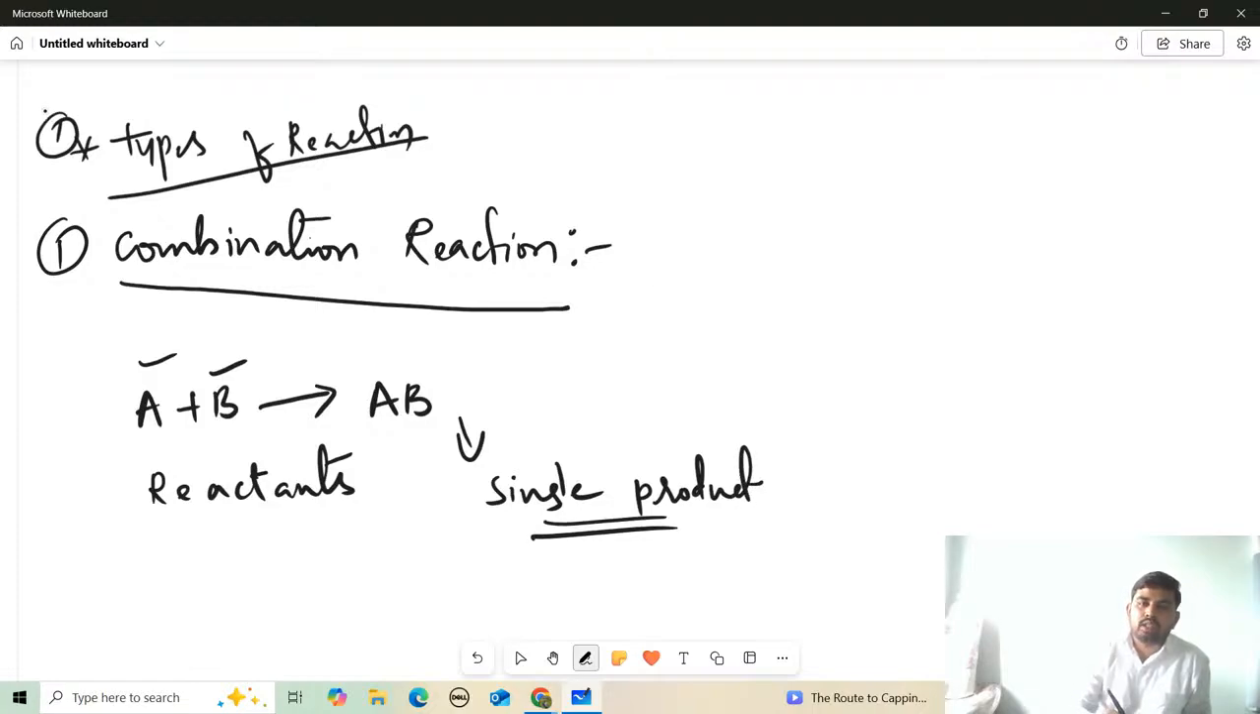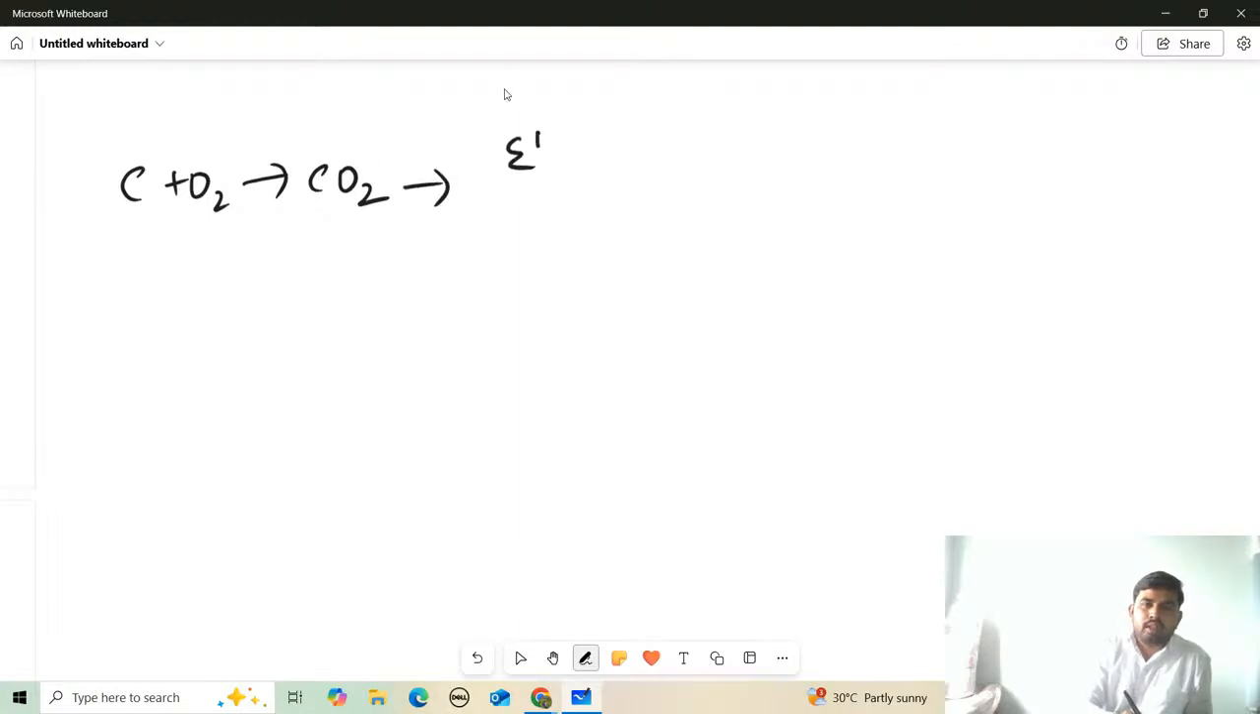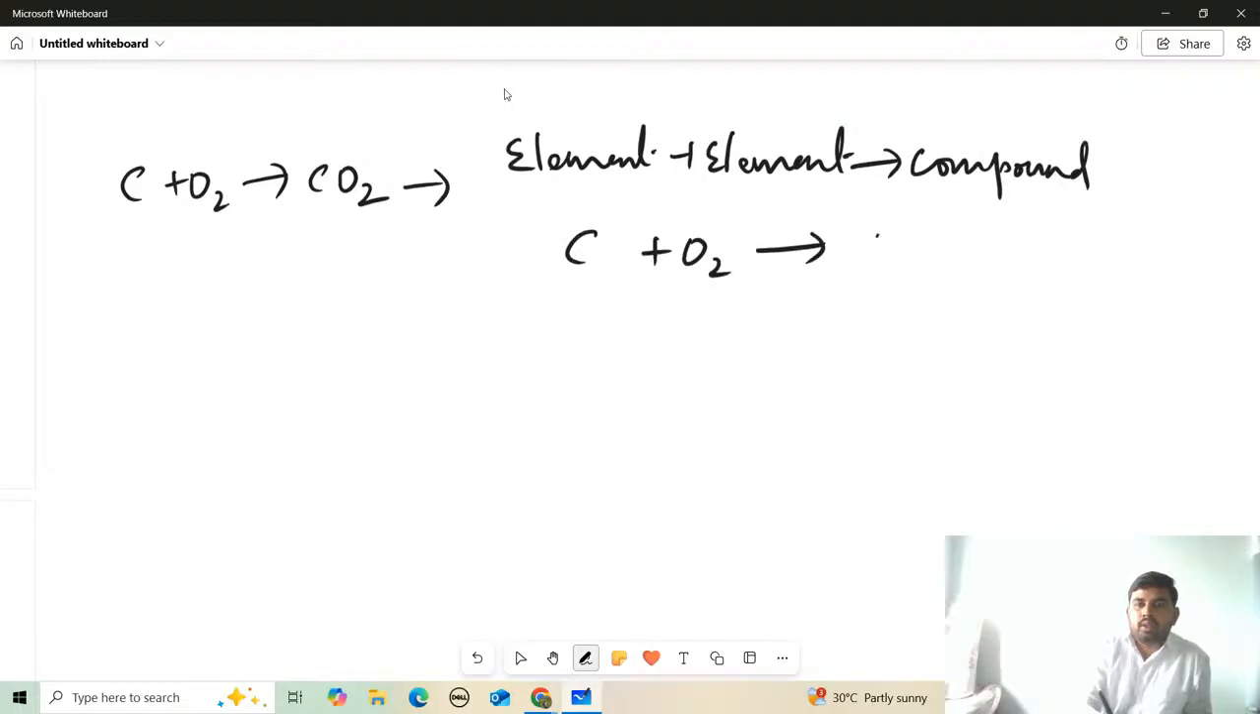This combination reaction is also called a synthesis reaction. Another name for combination is synthesis. For example, we can take carbon plus oxygen gives rise to carbon dioxide. Last class we discussed that. Again we have three types here. One is an element combined with one more element gives rise to a compound. The example we took is carbon plus oxygen gives rise to carbon dioxide.